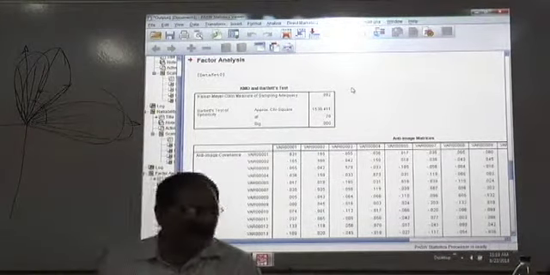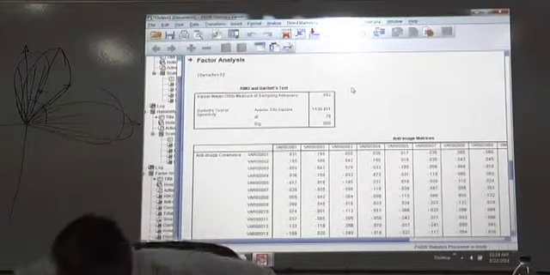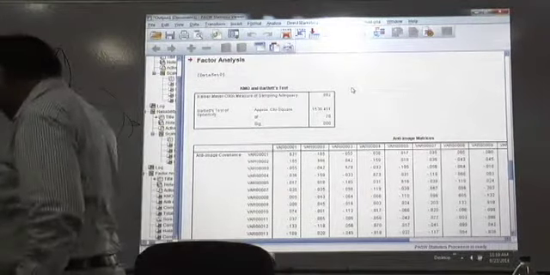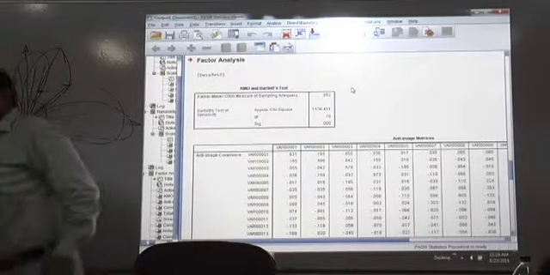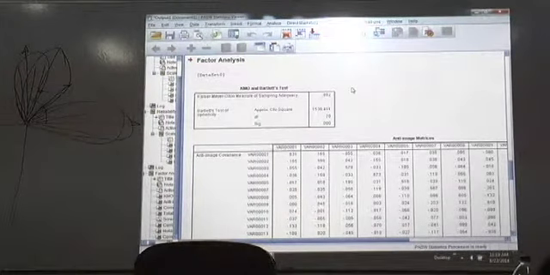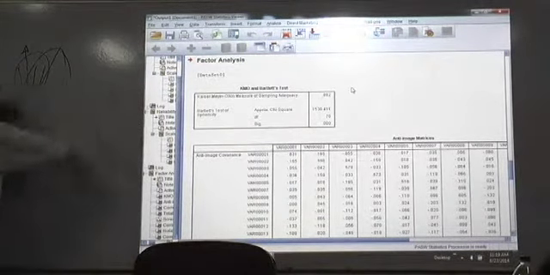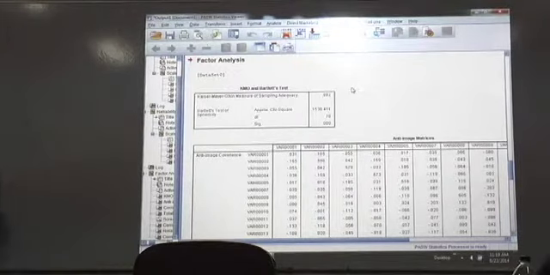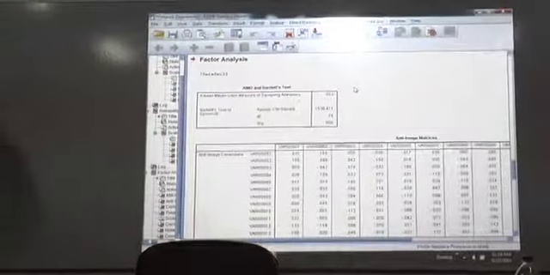Next is Bartlett test of sphericity. It actually tests a hypothesis, and the hypothesis is that the item-to-item correlation matrix is an identity matrix. Okay? Item-to-item correlation matrix is an identity matrix. Now, what is this item-to-item correlation matrix?